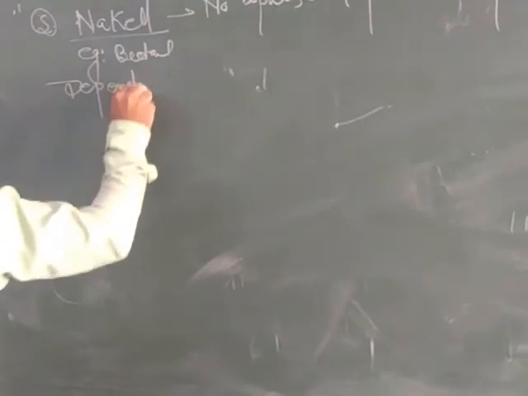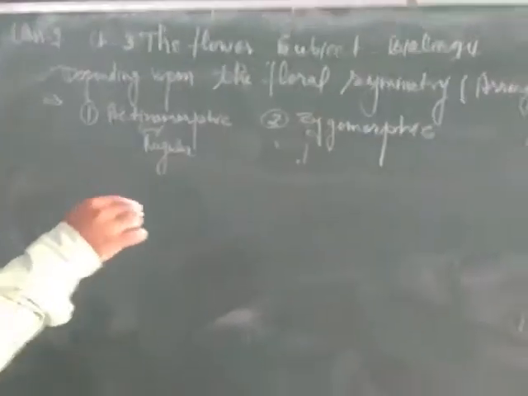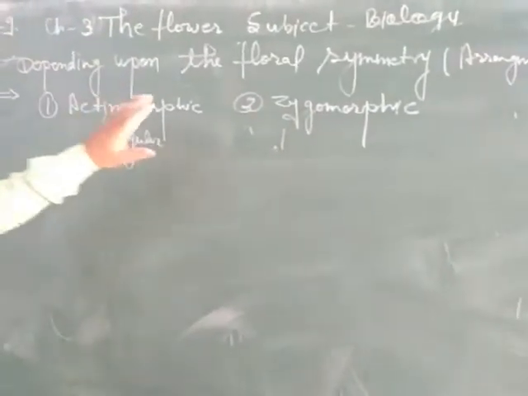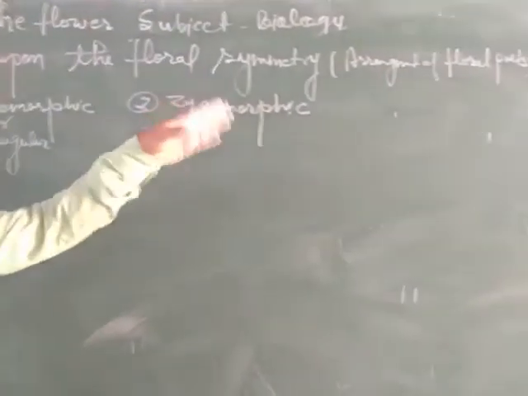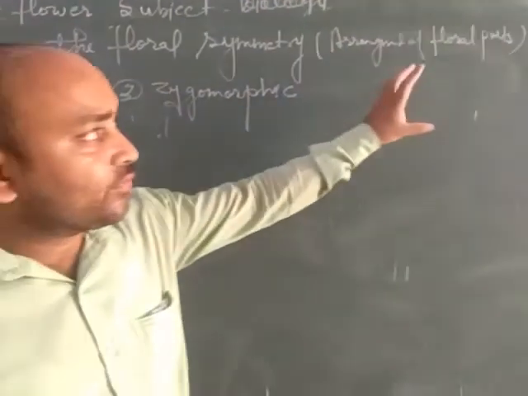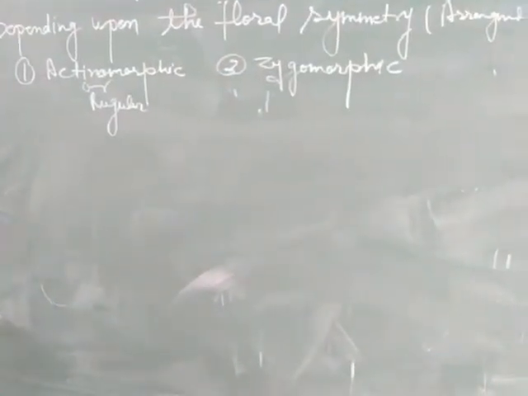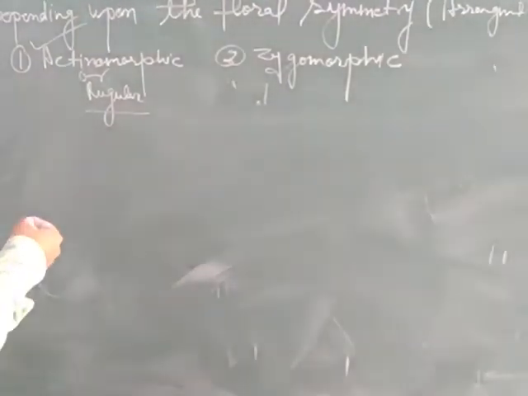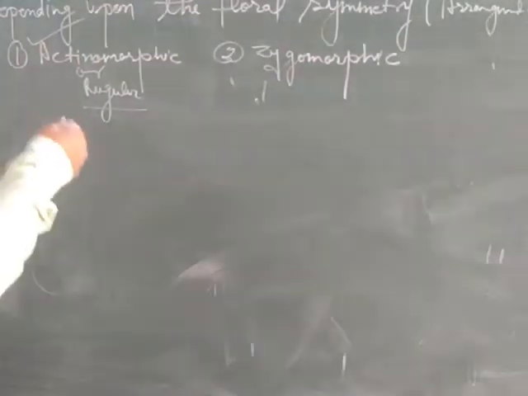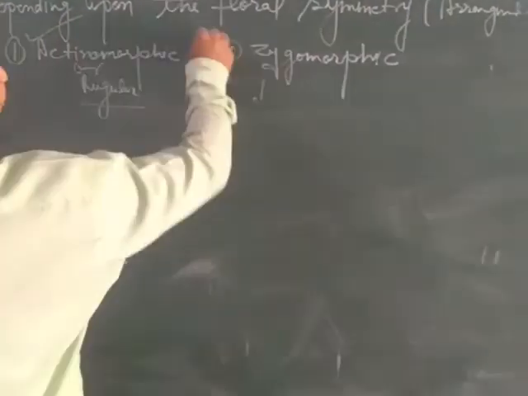Now we will discuss floral symmetry. Depending upon the arrangement of floral parts, we can classify flowers into two categories. First is actinomorphic or regular type, and second is zygomorphic type.